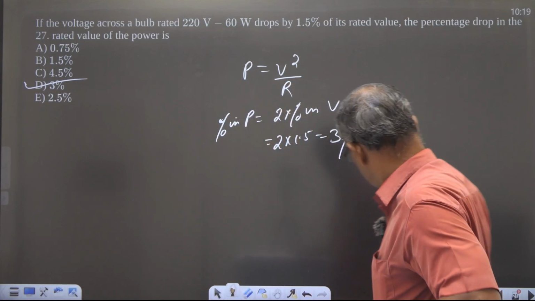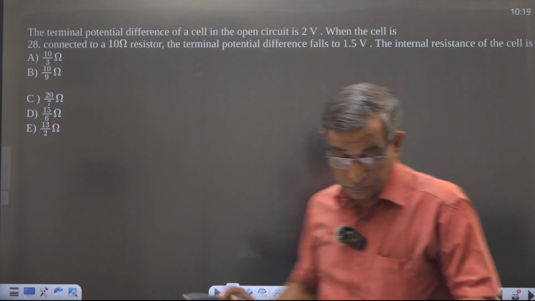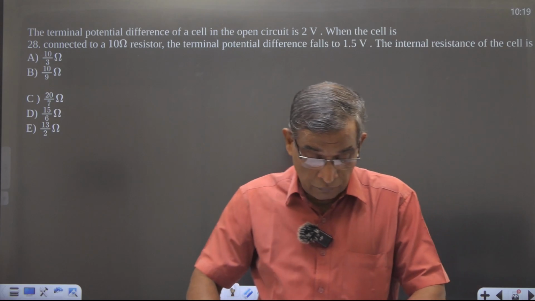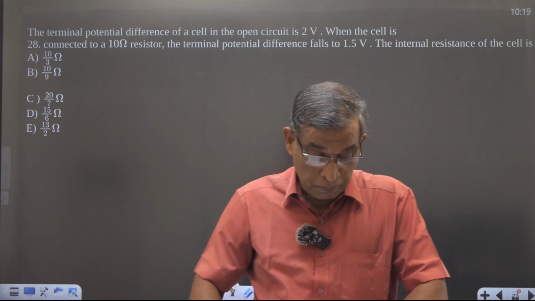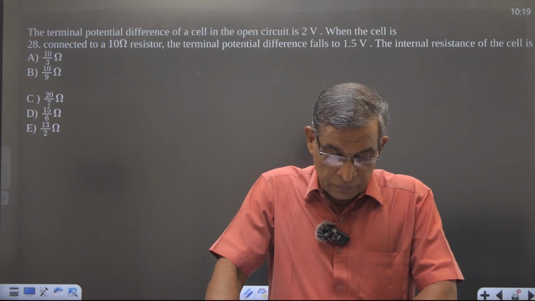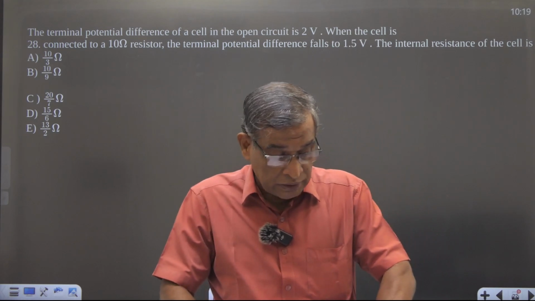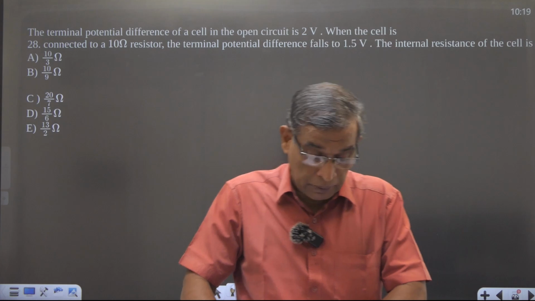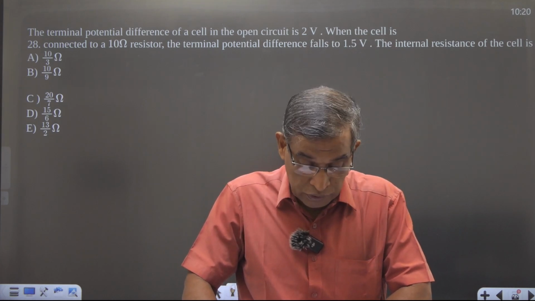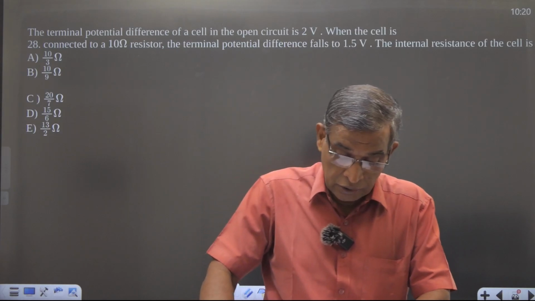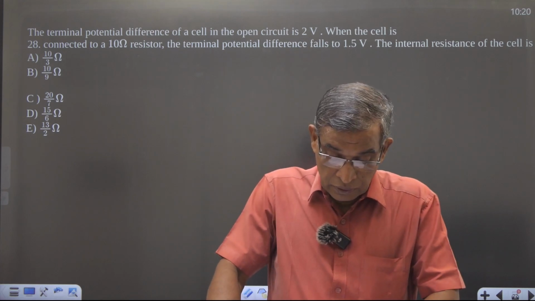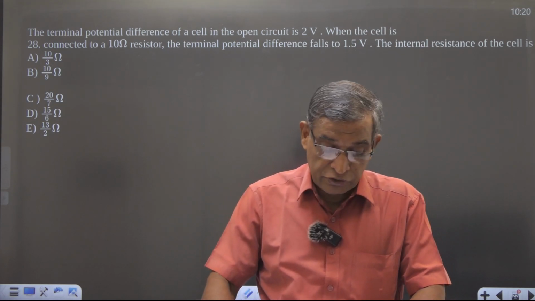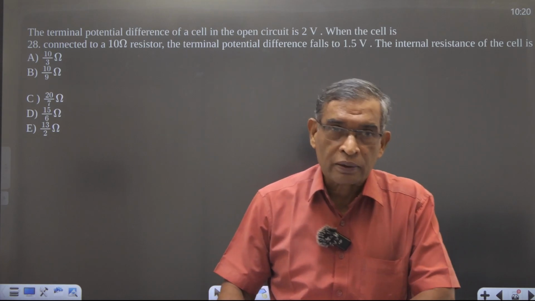Next question. The terminal potential difference of a cell in an open circuit is 2 volt. PD, terminal voltage. Potential PD is given 2 volt. When the cell is connected to a 10 ohm resistor, the terminal potential falls to 1.5 volt. The inner resistance of the cell is. Now, what are we given? We are given the terminal potential of a cell when it is open circuit. That is the EMF, 2 volt.